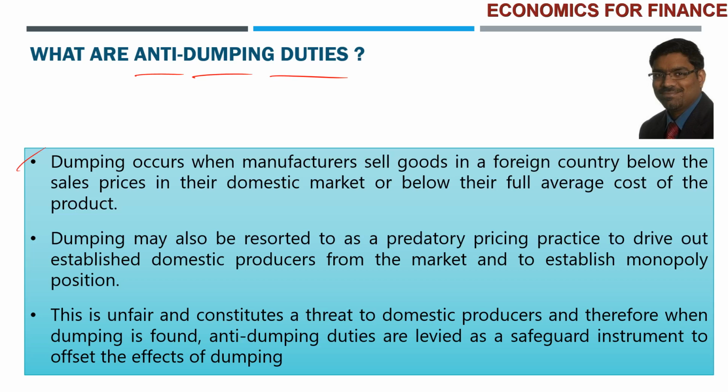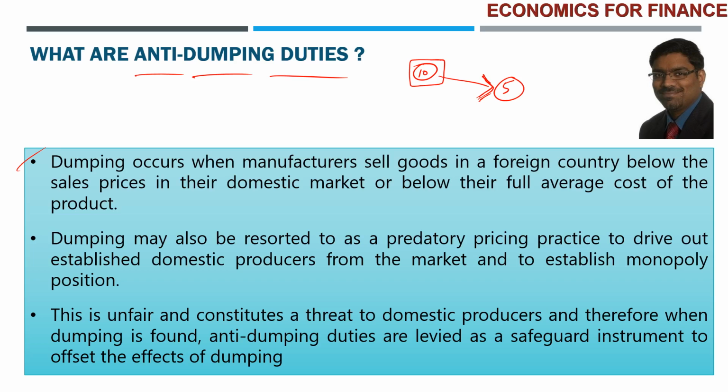So what is dumping? Dumping occurs when the manufacturers sell the goods in a foreign country below the sales price in their domestic market. Let us say China is selling some mobile in their country at $10, but they want to sell the same mobile in India for $5. That means it is as good as dumping. In their domestic territory, they are selling at a higher price, but they want to sell at a lower price in other territory like India. Imagine, as an example only. I'm not talking about any particular mobile.